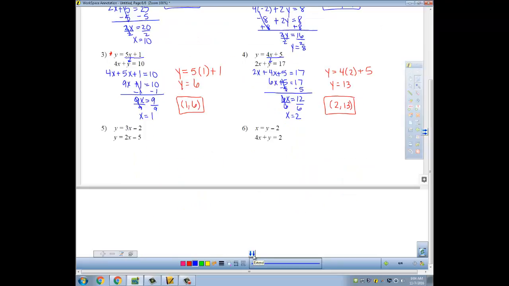Okay. I'm going to look at some similar questions. Number 5, it doesn't matter which way you plug it in. If y equals 3x minus 2, I'm going to plug it in, say right there. So we're actually putting the two equations equal to each other.